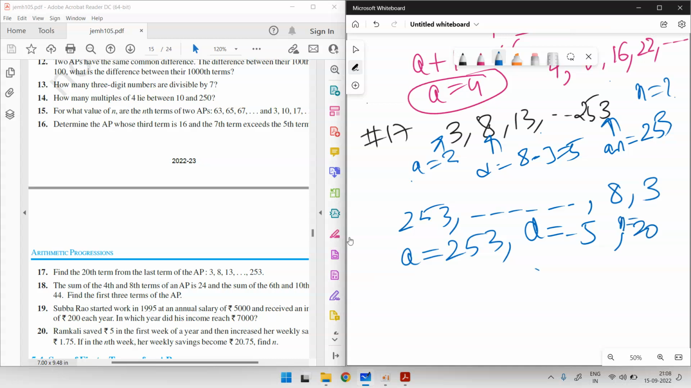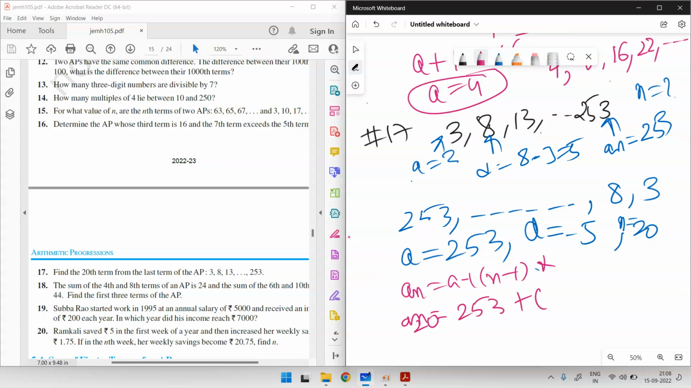So if you substitute in the formula, a n equals a plus (n minus 1) into d, you can find the 28th term. So a of 28 is 253 plus (28 minus 1) into d, which is minus 5. So this is nothing but 253 minus 27 into 5, 135, so nothing but 158, which is the answer.